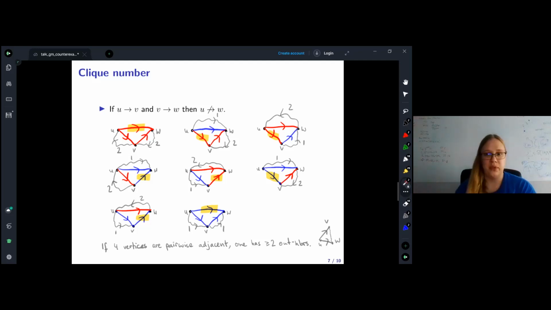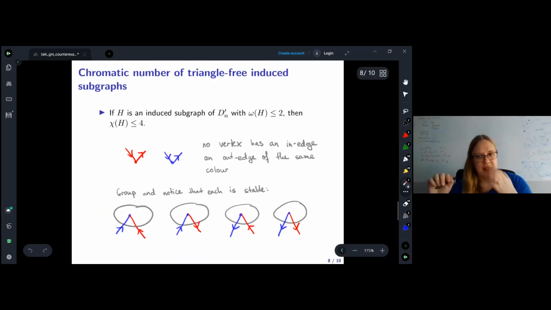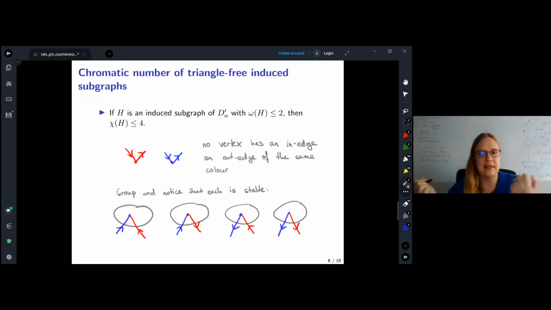Good. We've proved big chromatic number. We've proved small clique number. Now let's prove that triangle-free induced subgraphs are 4-colorable. That's actually easy for the following reason. If you look at any vertex, so let's look at H, an induced subgraph of Dn prime with clique number 2. Then we don't have triangles, any kind of triangles.